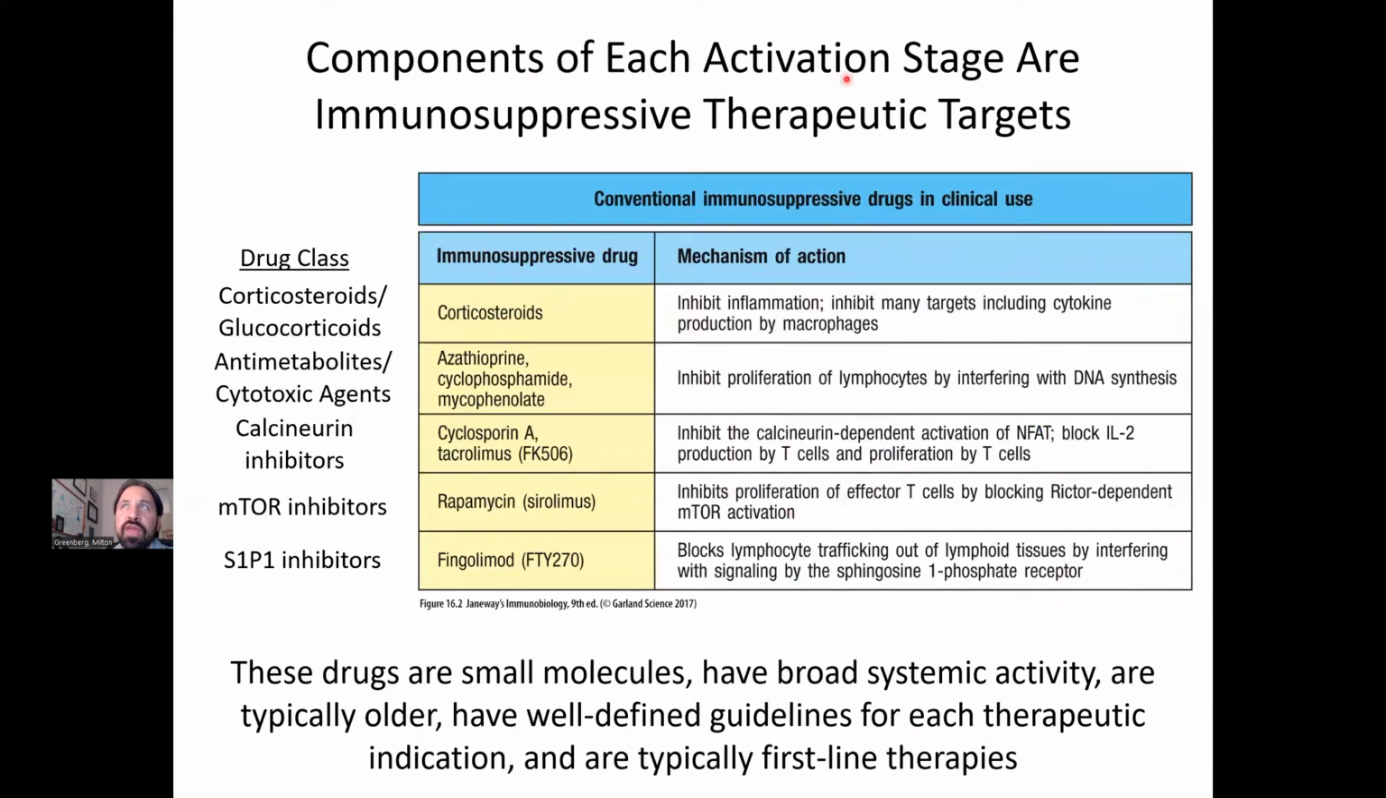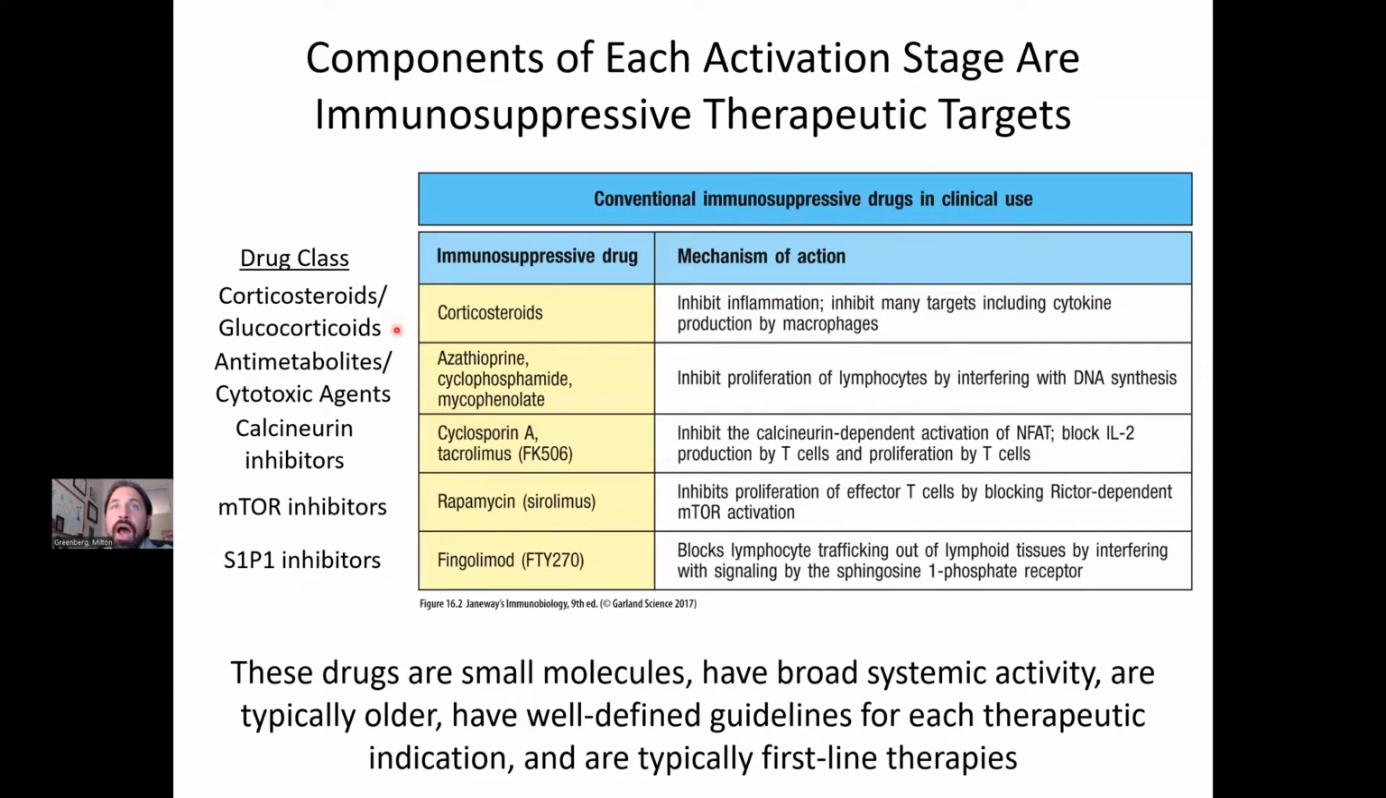So components of each stage of this activation are immunosuppressive therapeutic targets. Here's a table from Janeway. These are all the conventional immunosuppressive drugs in clinical use. In particular, these first 4 rows, corticosteroids, antimetabolites, calcineurin inhibitors and mTOR inhibitors, are all old drugs. These are what's called your first-line therapies. The reason these are your first-line therapies is because they work. They work very well to tap down inflammation. And we'll go through the mechanisms on how these things work later in today's lecture.